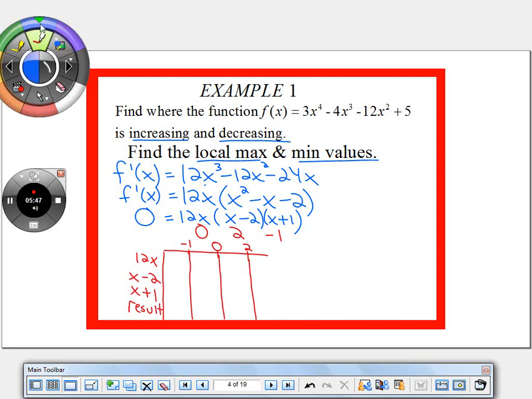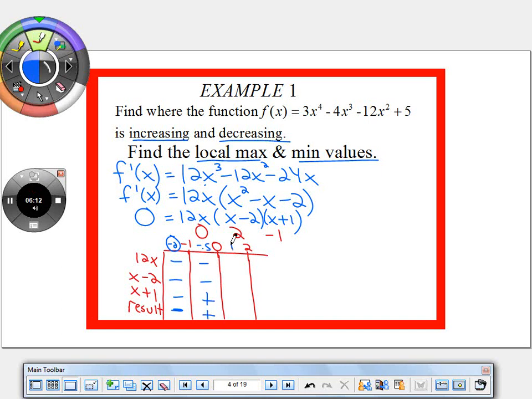So we're going to try some test points. To the left of negative 1, let's try plugging in maybe negative 2. So it would be negative here, negative here, negative here, so the result would be negative. Try a little number like negative 0.5 here. That would be negative, negative, positive. So the result would be positive.